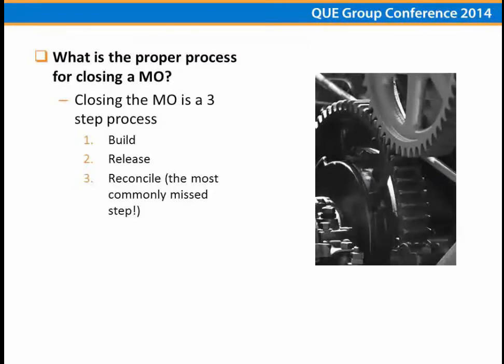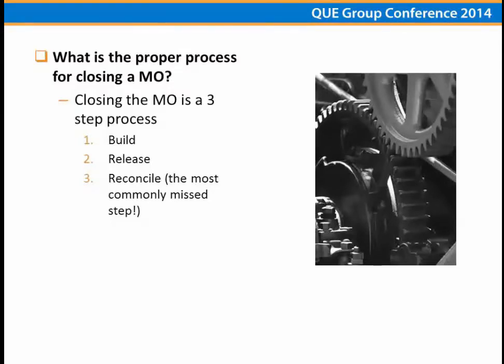The proper process for closing a manufacturing order is actually a 3-step process. When we close the manufacturing order, we first need to do the build, okay? Build or receive finished parts. We need to release the item, whether we release it back to stock or to a linked sales order. And then we need to reconcile the manufacturing order.